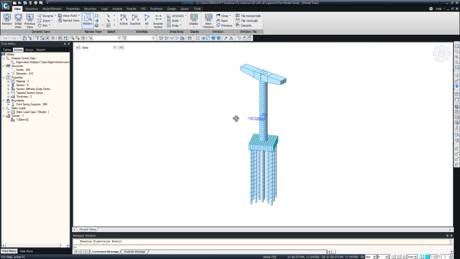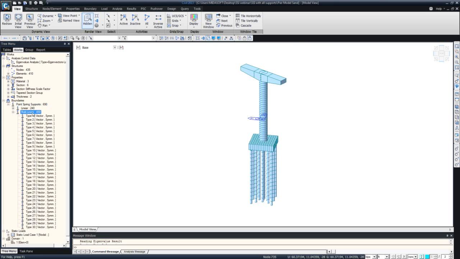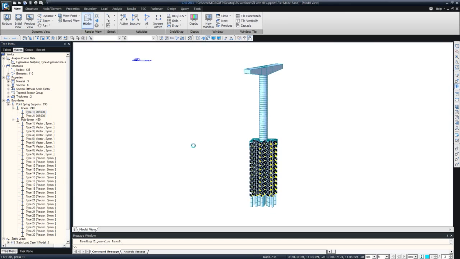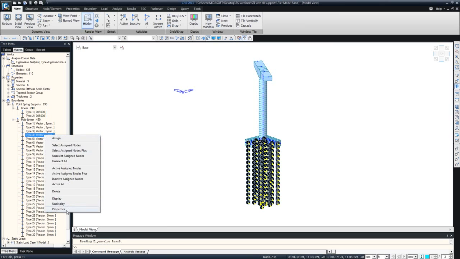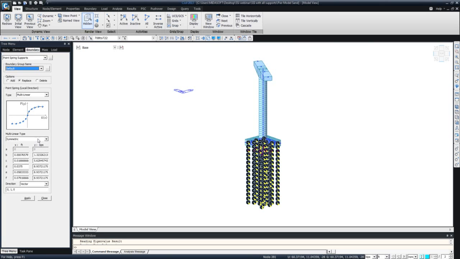And in this particular model, instead of applying a fixed support, I have applied these soil supports, as you can see here. So if I go to display here, you can see the skin friction springs that have been applied. And to show you how the lateral springs are defined, I'll just go to properties here. And here you can see a multilinear type of point spring is defined to simulate that behavior of the soil.